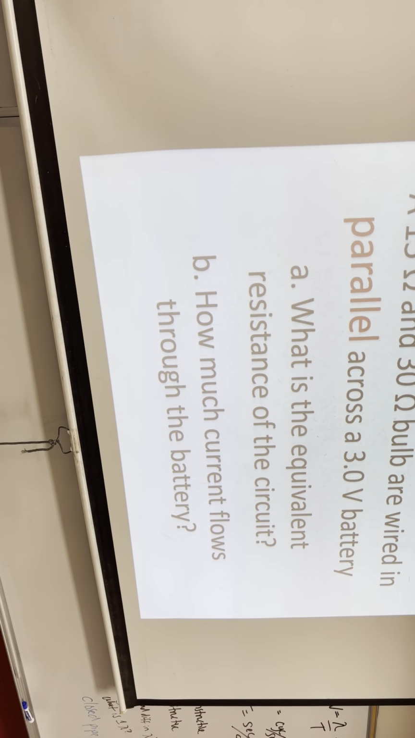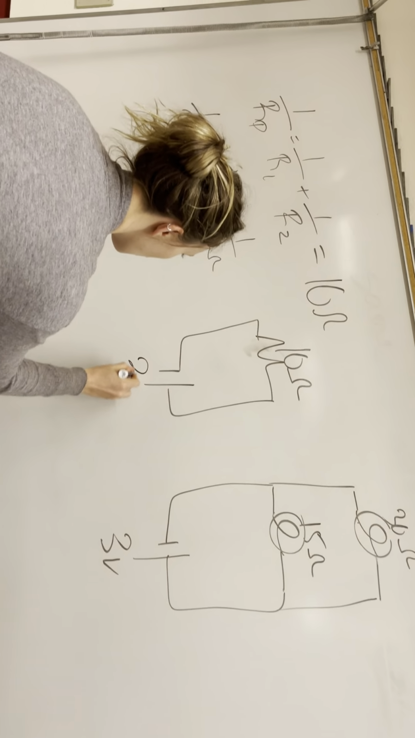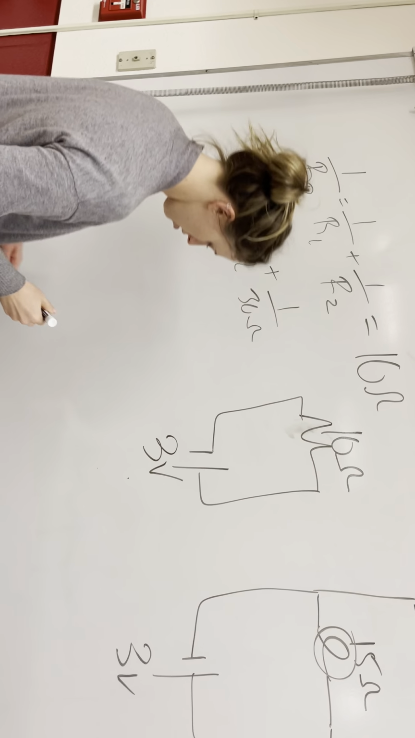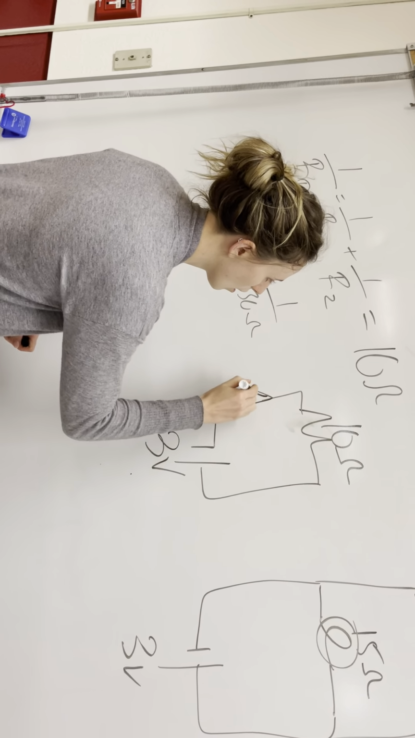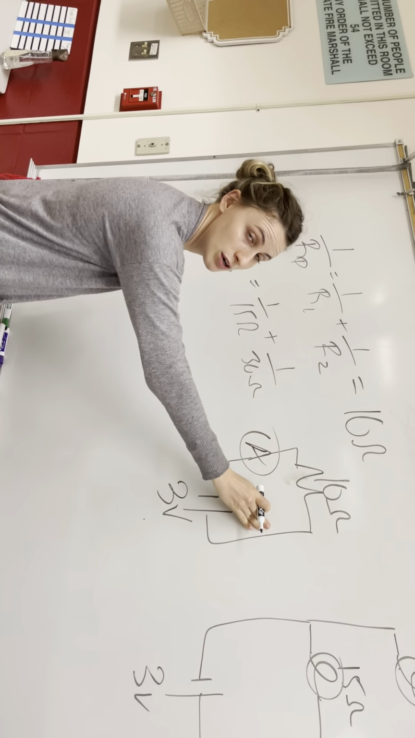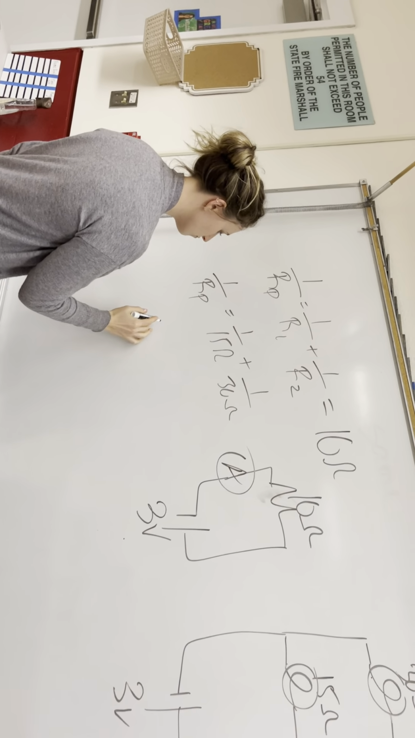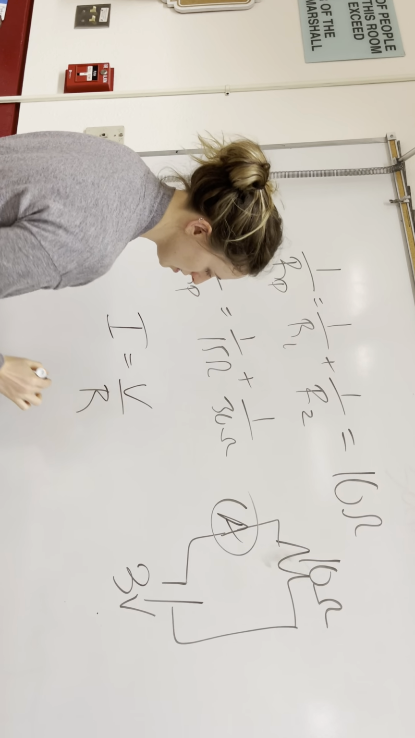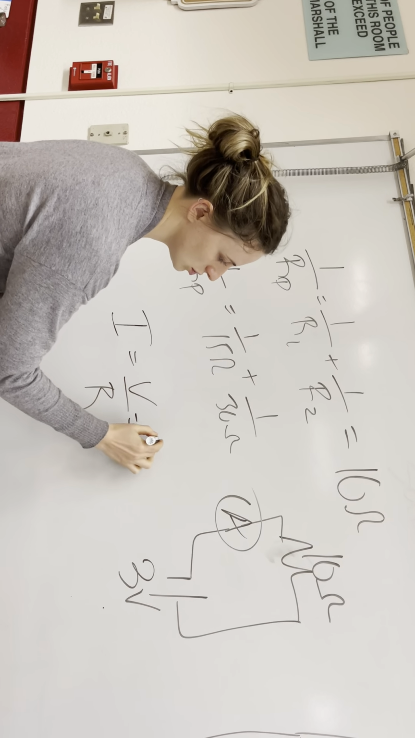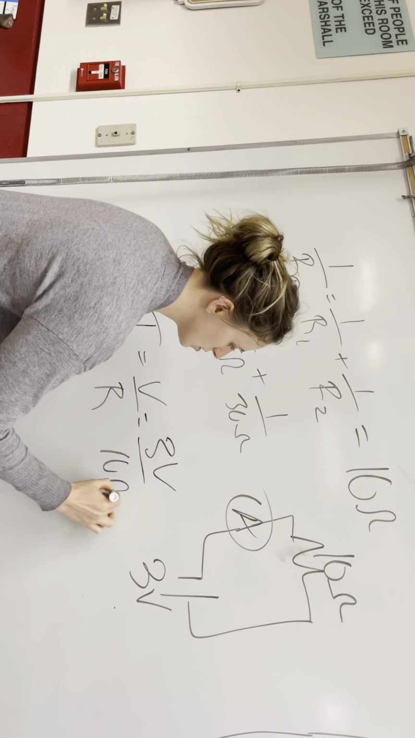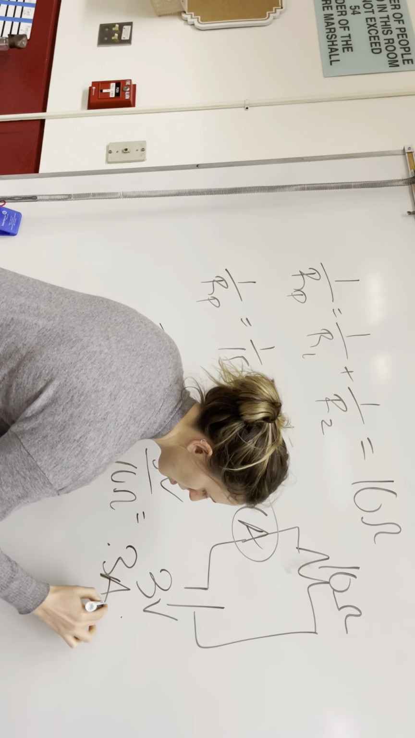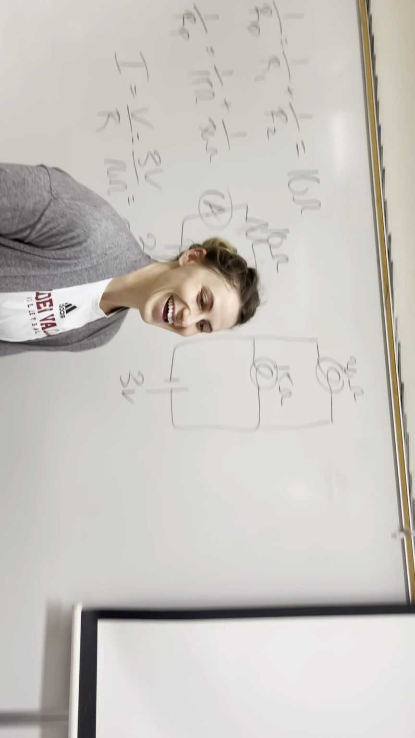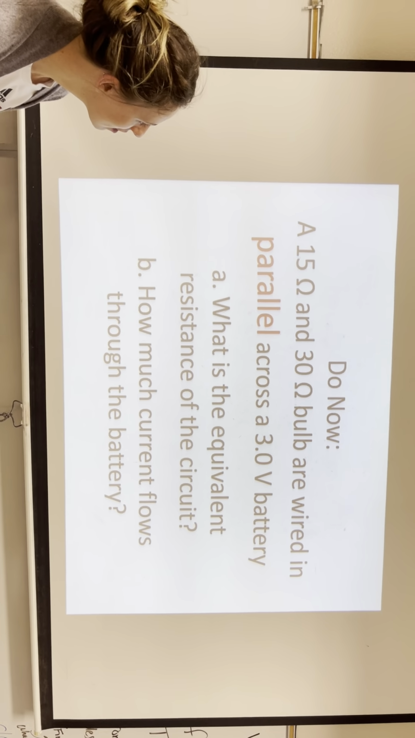How much current flows through the battery? 3 volts. Now put an ammeter in that circuit right there. It doesn't matter which side you put it on. Current is going to be the voltage over the resistance, yes? My voltage is 3 volts, my resistance is 10 ohms. That's going to be 0.3 amps, 0.3 amperes. See how simple this stuff is? This is making sense? Yes, Miss Moore. Making all the sense in the world.